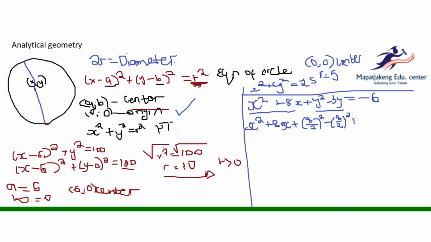Same applies with this one. We're going to have y squared, and then we minus 3y, and then we add negative 3 all over 2 all squared. Because we add it, we also subtract it, because it wasn't there, it's just a new thing. All squared, complete the square. All of this equals negative 6, right?